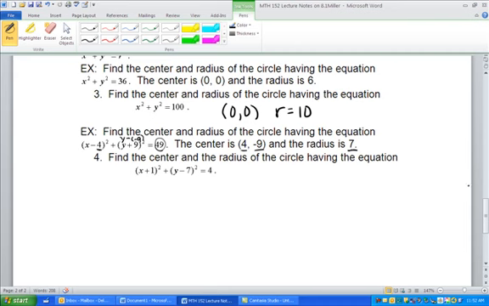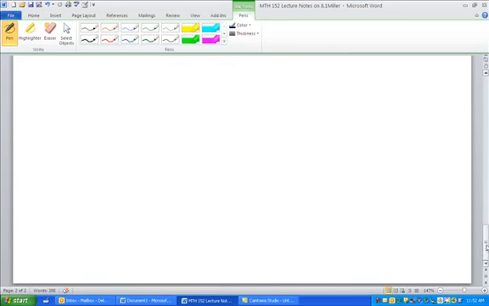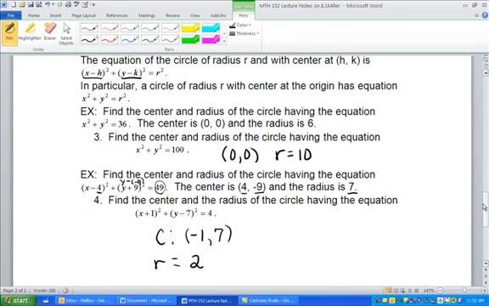Okay, so see if you can figure out what the coordinates of the center and the radius would be in number 4. Okay, I'm hoping you've figured out that the center would be -1, 7, and the radius would be 2. And I believe that's it. Okay, your next step will be to watch the sample problems.